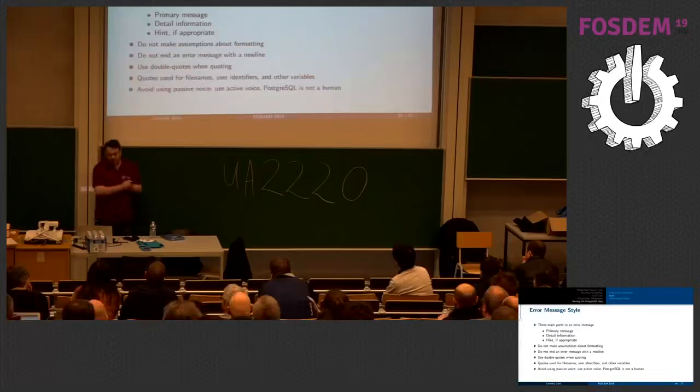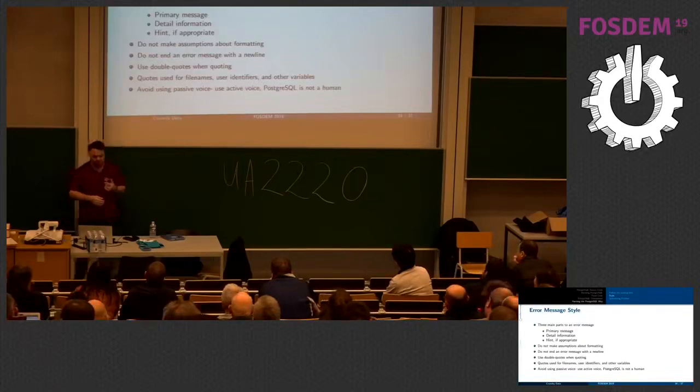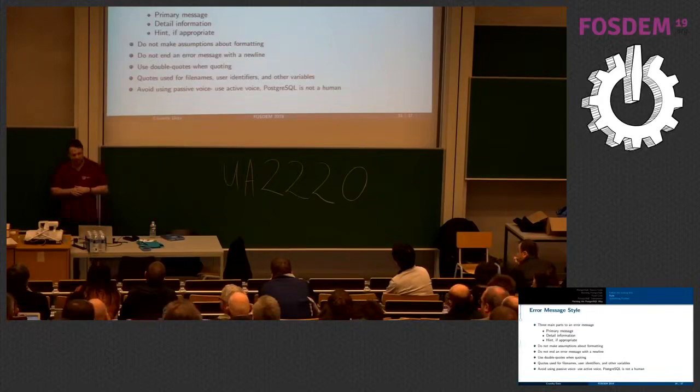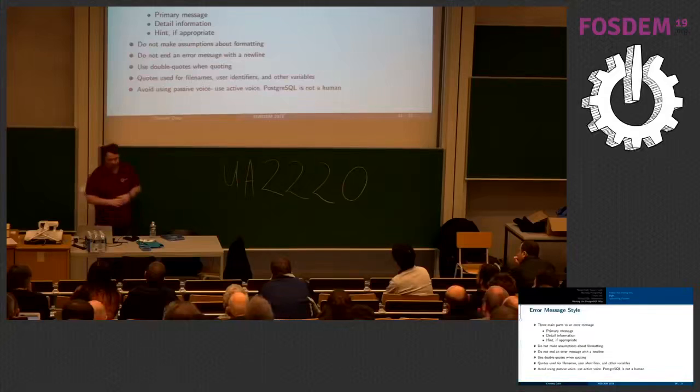When it comes to the error message style, there are three main parts. There's a primary message, detail information, and then a hint, if appropriate. Don't make any assumptions about the formatting. Use double quotes when quoting, and then quotes for file names, user identifiers, and other variables. Try to avoid using passive voice. Postgres does not consider itself to be a human, so use active voice.